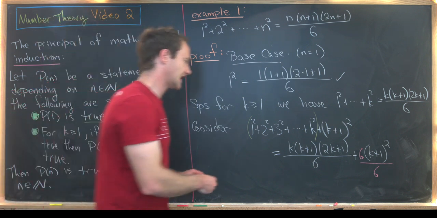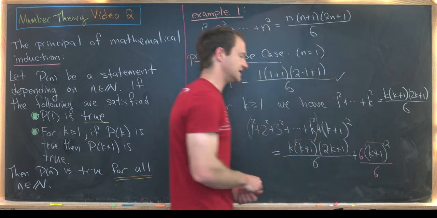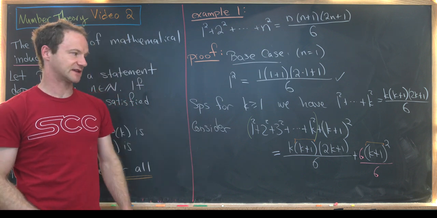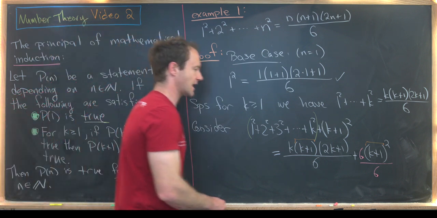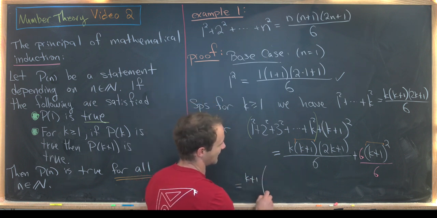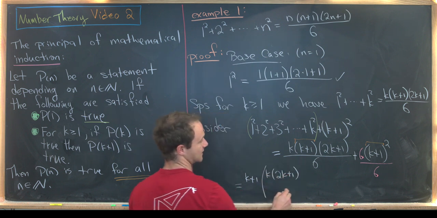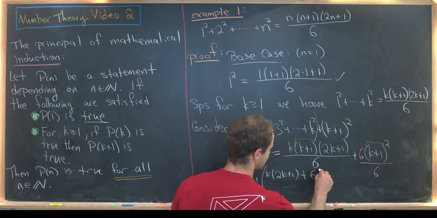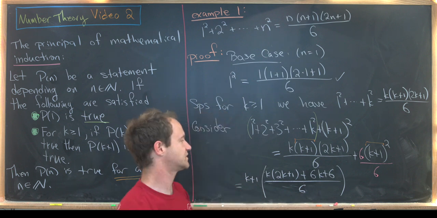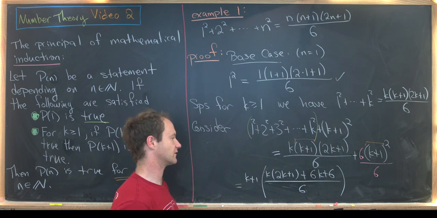Furthermore, we see that k plus 1 is a common factor between these two terms. This one has a single k plus 1 as a factor, and the other one has a k plus 1 squared as a factor. Okay, so factoring this out, we get k plus 1, and then what's left over is k times 2k plus 1 plus 6k plus 6 all over 6, where I took the opportunity to multiply this 6 through to the k plus 1 that was left over.